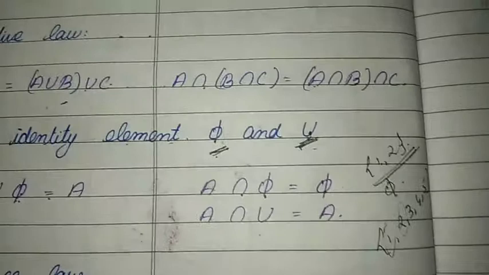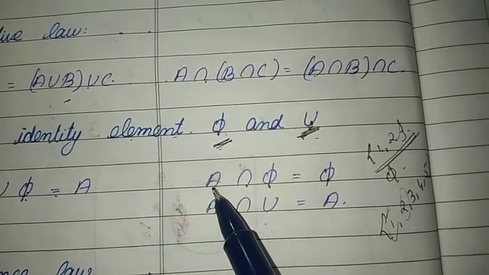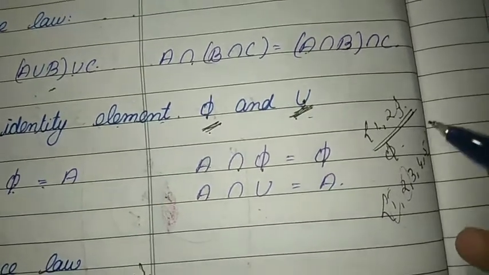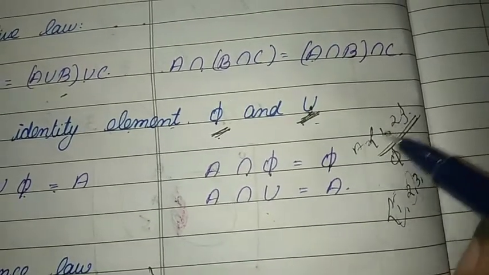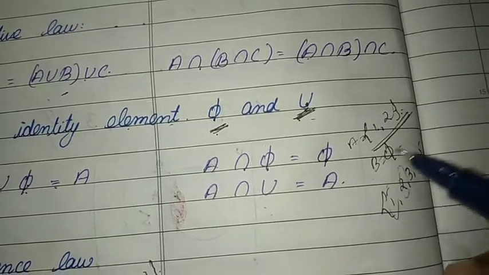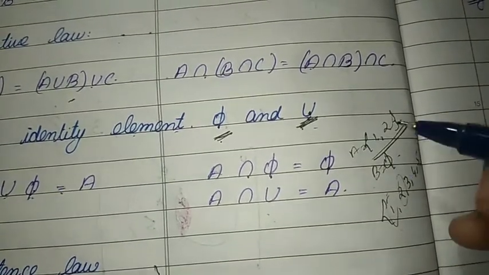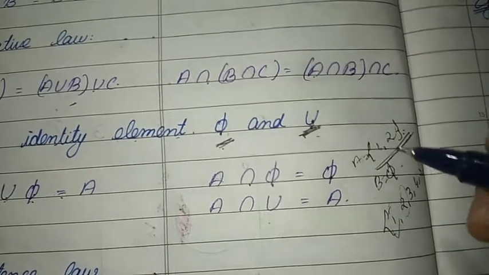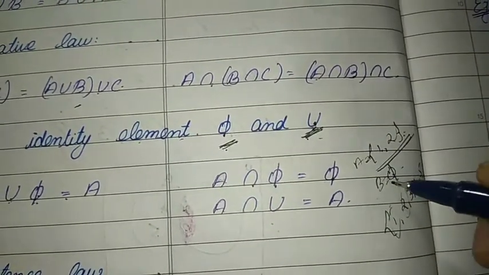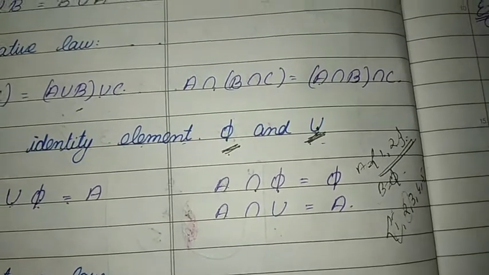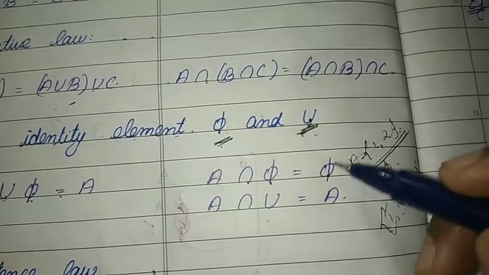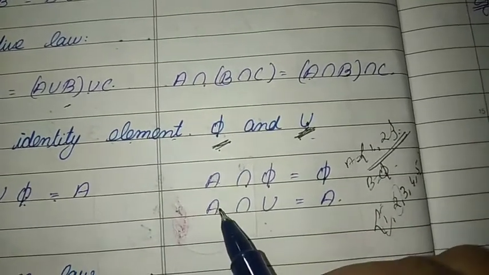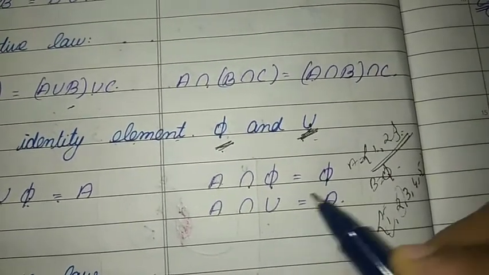Now I'm moving on to intersection. A intersection phi is equal to phi itself. Why? Because my A is equal to {1, 2} and B is equal to phi. When I take the intersection, we have to take the common elements for set A and phi. We don't have any common element, so I will have that also as empty. Now A intersection U is equal to A.